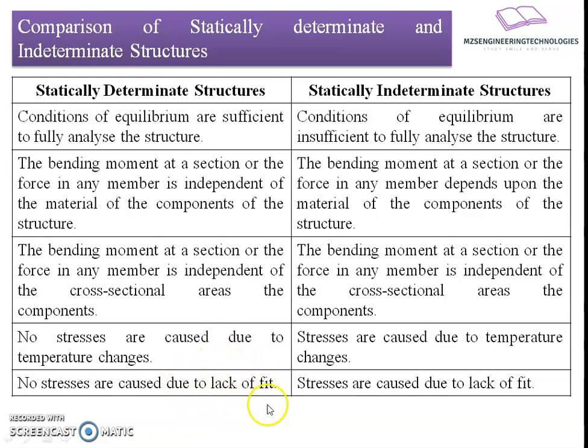What is the meaning of lack of fit here? The member is either too long or too short. This is a deficiency which has been developed due to structural fabrication work or human error while cutting the length of that particular member. So the structure is flexible enough.